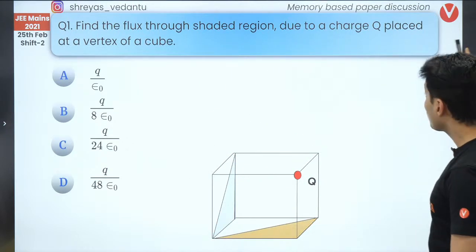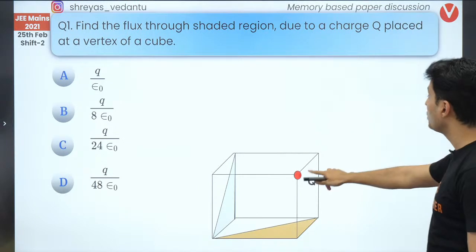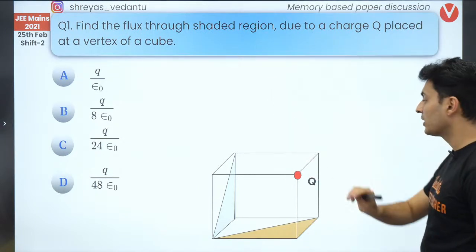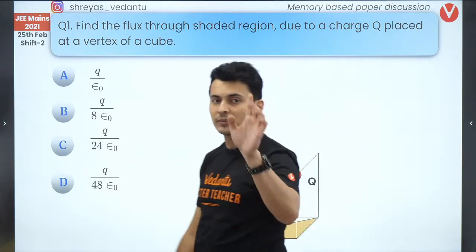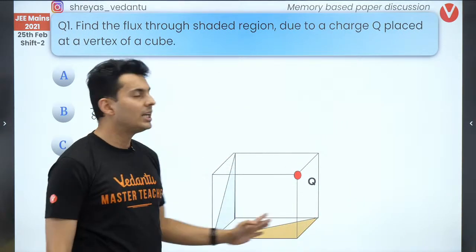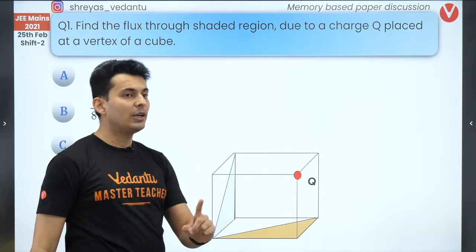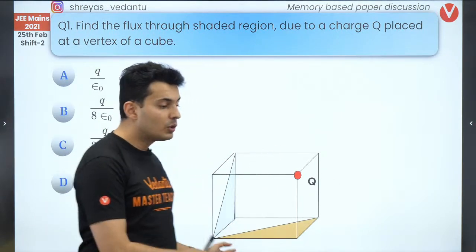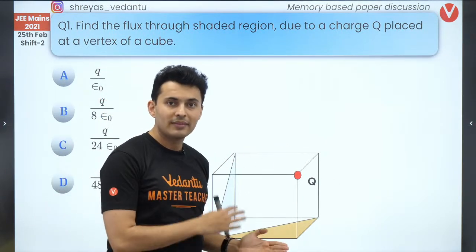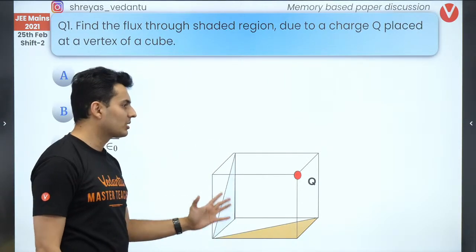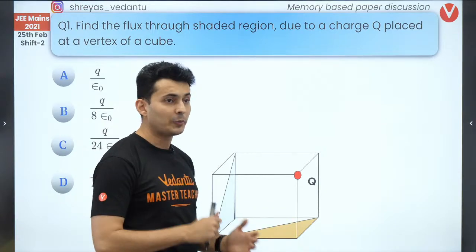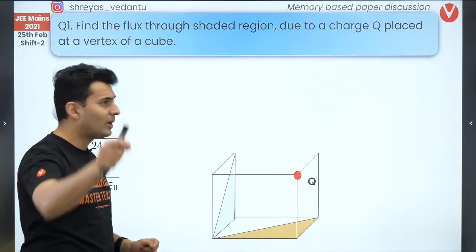Find the flux through the shaded region due to a charge Q placed at the vertex of a cube. Now, notice the shaded region. It is very interesting because it's based completely on visualization. A similar kind of question was solved during our regular sessions here on JEE Enthuse. This has been slightly modified. So if you have attended those classes, this will be very easy for you.